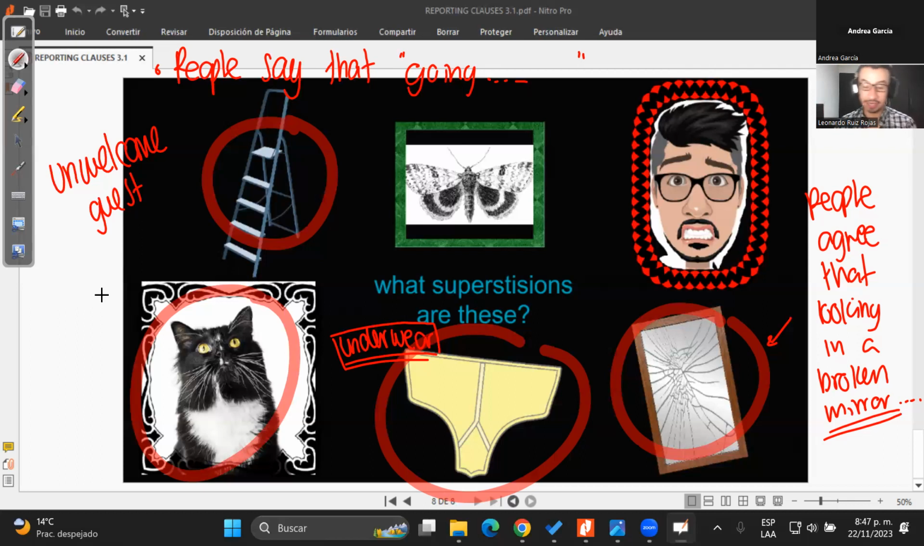Good, excellent, my dear. So all of these structures can be used for talking about superstitions, paranormal things, or as I asked you before, common beliefs. Common beliefs is what the people believe, not necessarily something which is paranormal or supernatural or anything, but something which is a common belief.